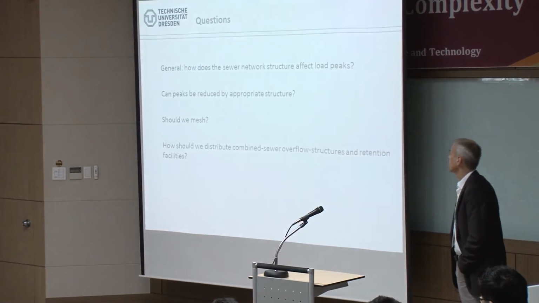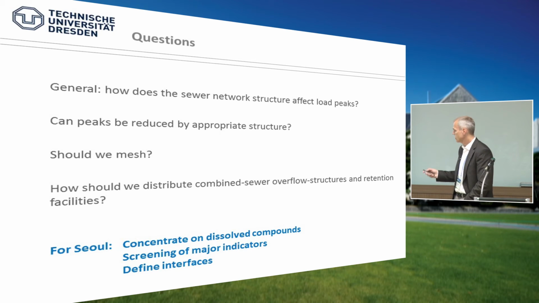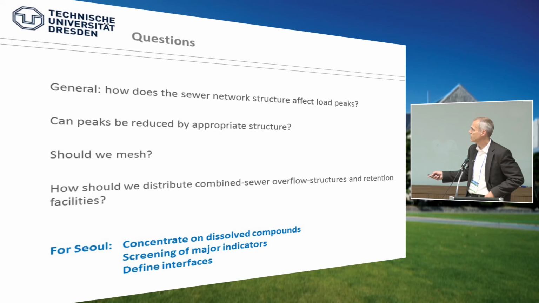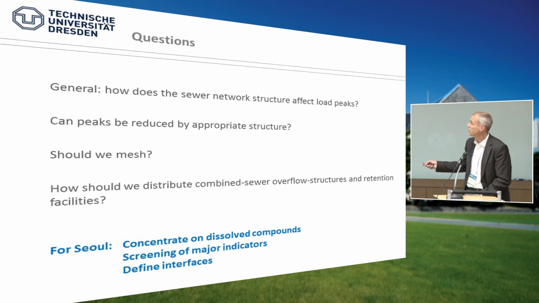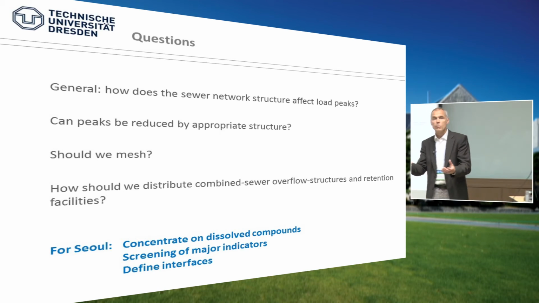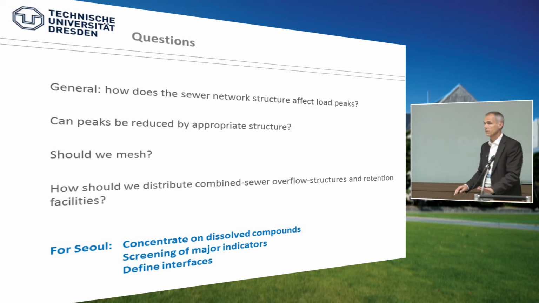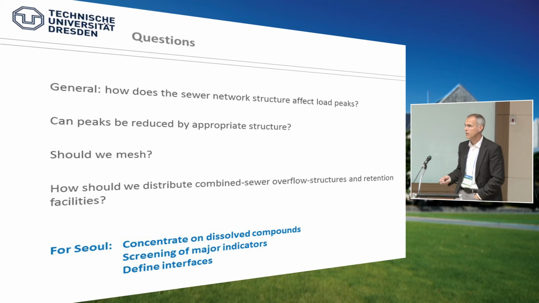So, what do we want to do? What are the questions in the direction of the network? How does the sewer network affect load peaks? Of course, this is a question we want to tackle as far as possible here in the 3 weeks, but also in the upcoming midterm research horizon. Can peaks be produced or reduced by the appropriate structure? Can we make simple modifications to sewer networks in order to reduce those peaks? As far as I know, nobody has thought about approaches like this.